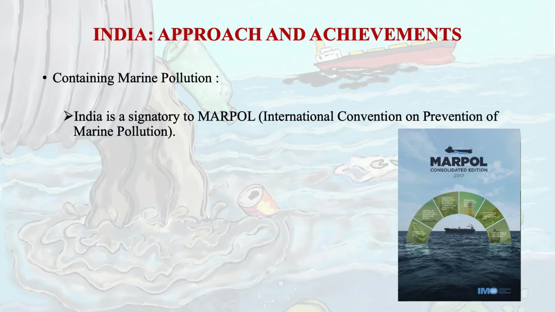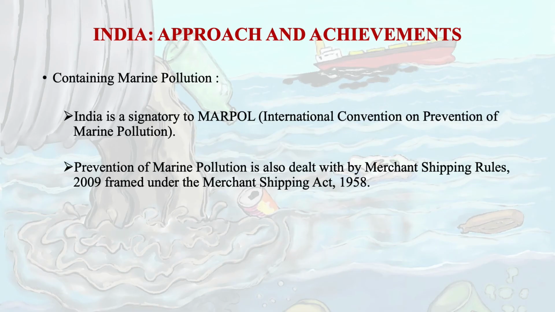India is a signatory to the International Convention for the Prevention of Pollution from Ships, called MARPOL. We continuously monitor levels of marine pollution at various locations along our country's coastline through our program, the Coastal Ocean Monitoring and Prediction System. Another approach is the prevention of marine pollution, which is dealt with by the Merchant Shipping Rules 2009, framed under the Merchant Shipping Act 1958.